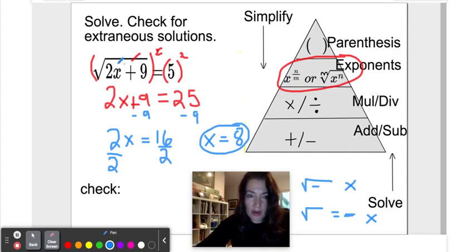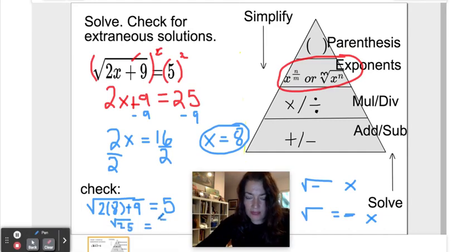So looking at our original equation, we have the square root of 2x plus 9, and I'm going to plug in 8. I could already see, I don't know if you can see it, that if we simplify this mentally, this works out just fine. So this is our original equation where I plugged in the 8. 2 times 8 is 16, and 16 plus 9 is 25. And so we end up with the square root of 25 equals 5. So this is true. So that means our solution is x equals 8.